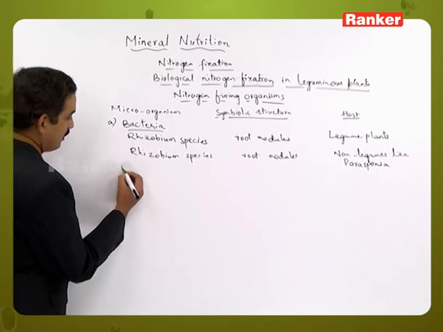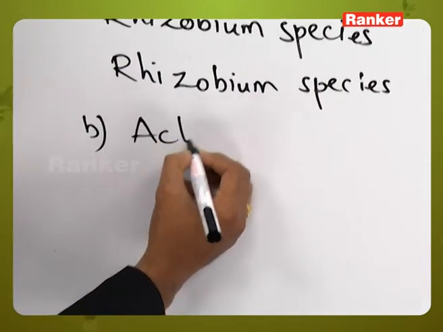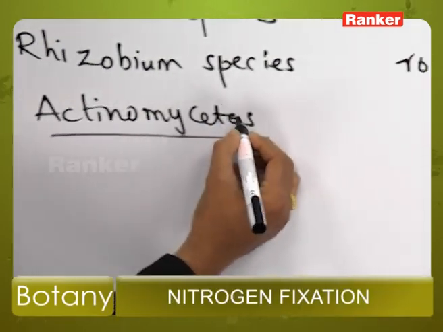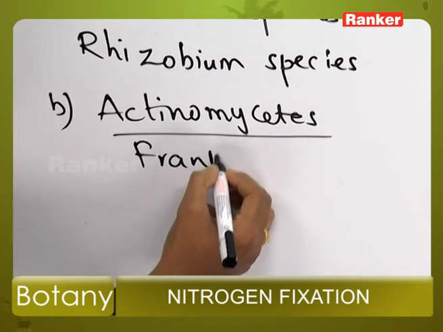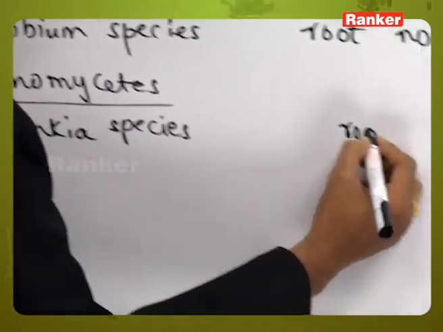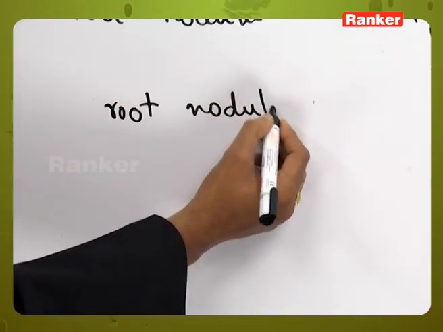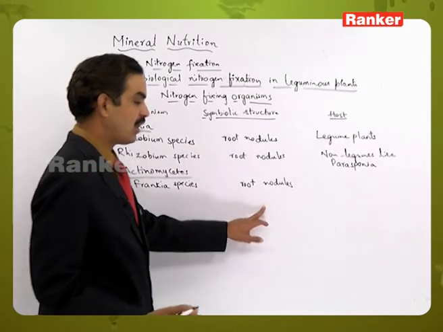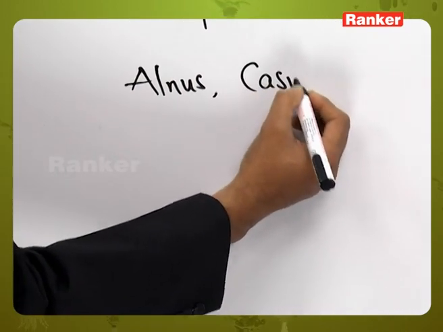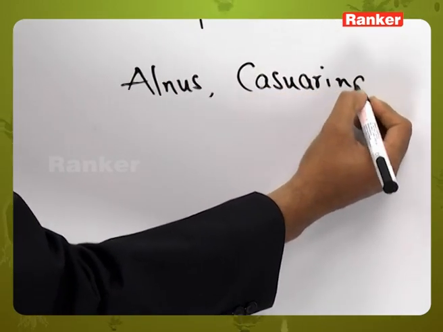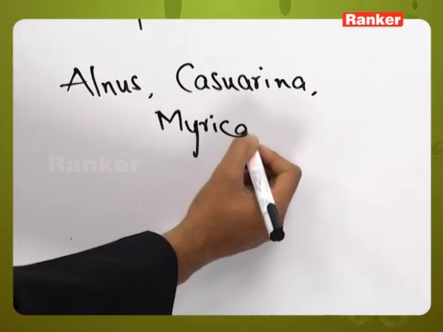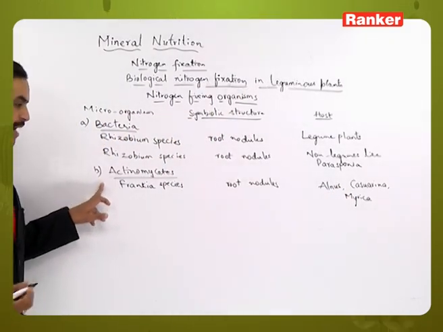Then the second group are actinomycetes. In these actinomycetes, one is a Frankia species. So this Frankia species also forms root nodules, and it is taking shelter on hosts like Alnus, Casuarina, and Myrica-like plants. So this is about the actinomycetes member.